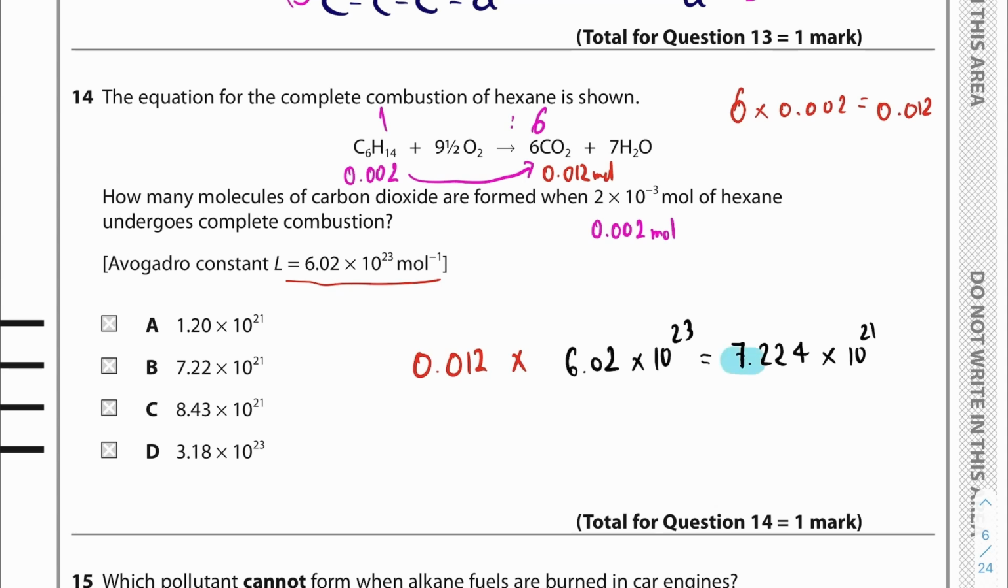So this is what we get. Is there any answer that's similar? Let's look. 1.2, no. 7.22 times 10 to the power of 21. Yep, that is it. That is what we want. And the rest are obviously incorrect.